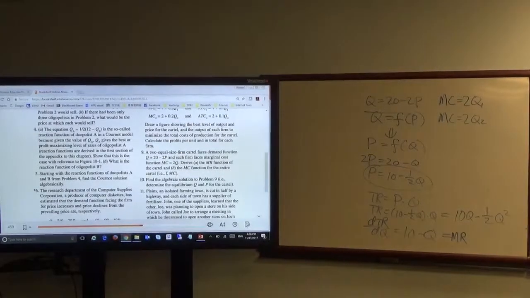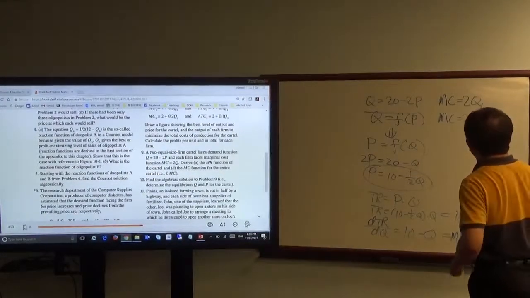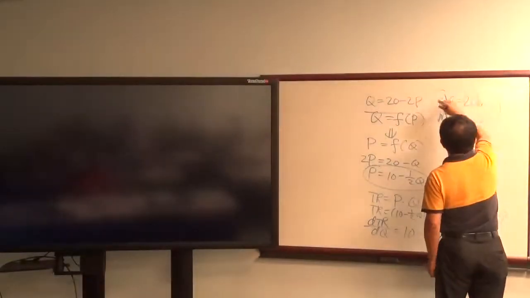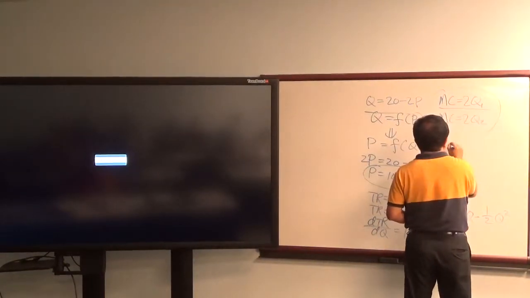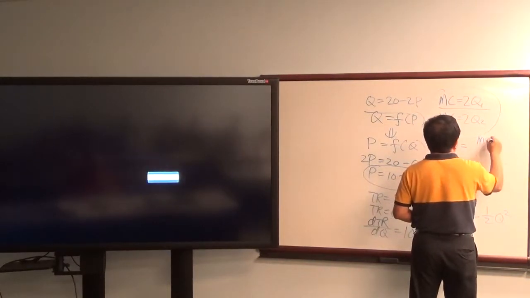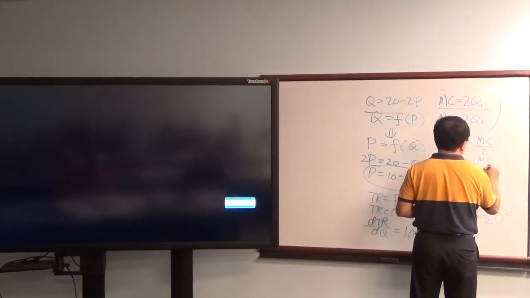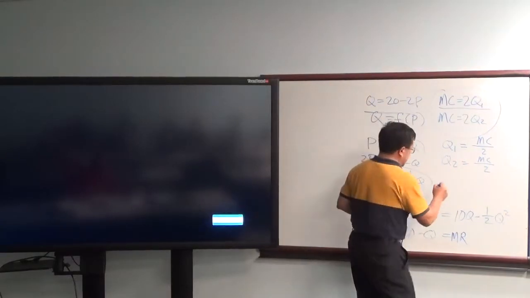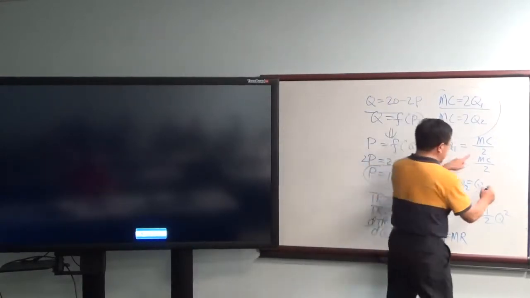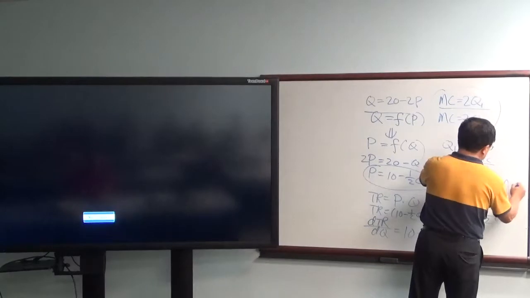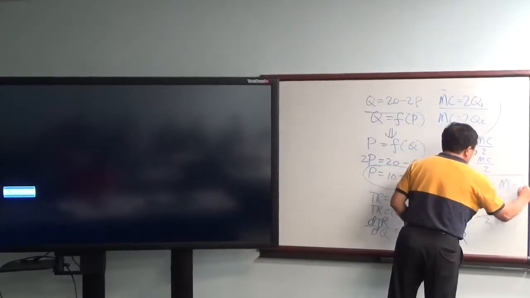Next, we also need to find the marginal cost. In this case, we have the cost structure for the two companies. Q1 is equal to MC divided by 2, and Q2 is equal to MC divided by 2. Now if I add them together, Q1 plus Q2, which is equal to Q, is equal to MC. So that's the marginal cost.